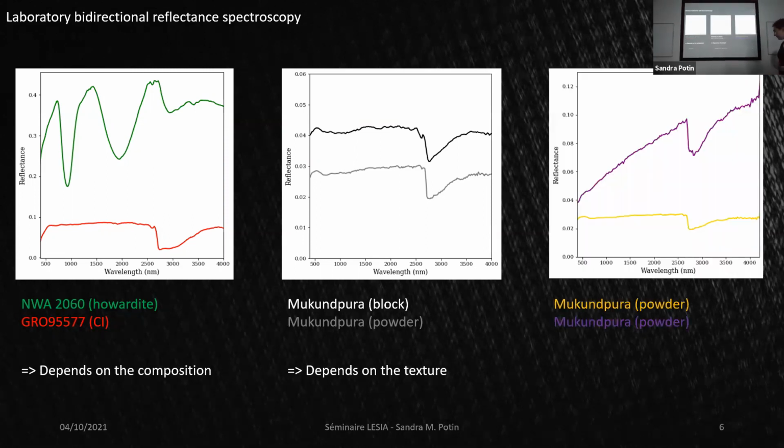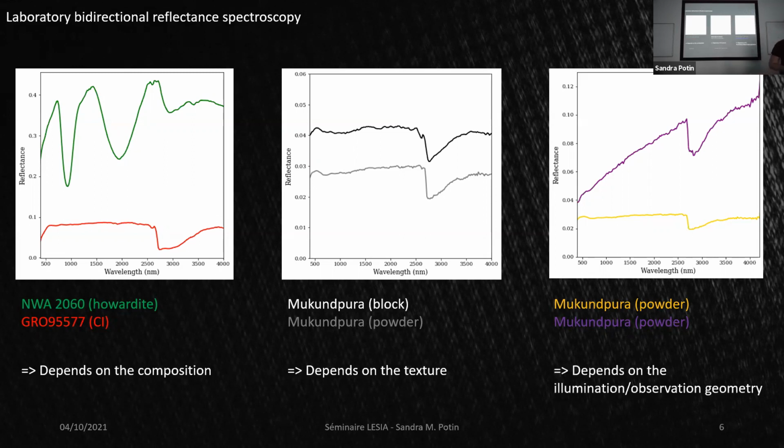And finally, we can have exactly the same sample, exactly the same texture, but still we end up with two reflectance spectra that are drastically different. You can see this one, it's again the powder of Mukundpura. We have this spectra here that is very flat, a low amount of reflectance, and the other one that has a strong slope. And this is what I'm going to present today.